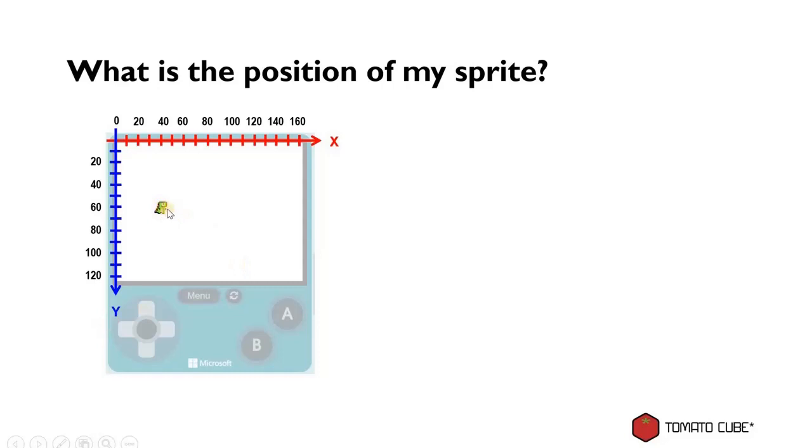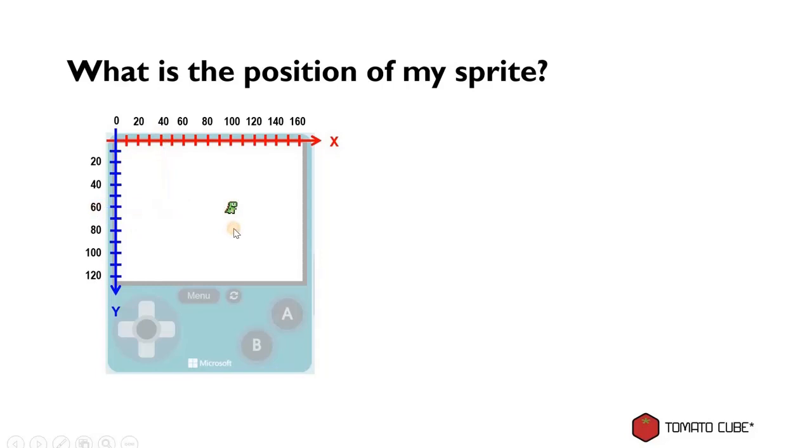The position of the sprite is identified by the locations on the x and y. What I mean by that is, you can imagine you draw a line from this sprite all the way to the x-axis on the top. You can see that it hits number 40. This is 40, and then on the y it is 60. Therefore we can say that this sprite is located at x equals 40 and y equals 60. So the position of the sprite is identified by the location with the x and y.